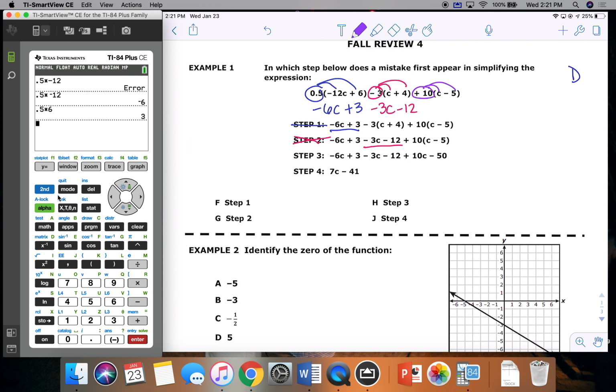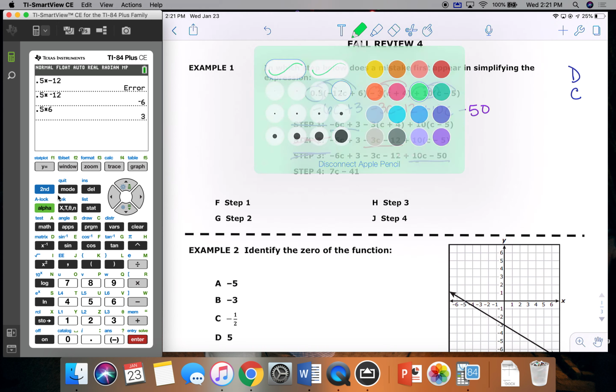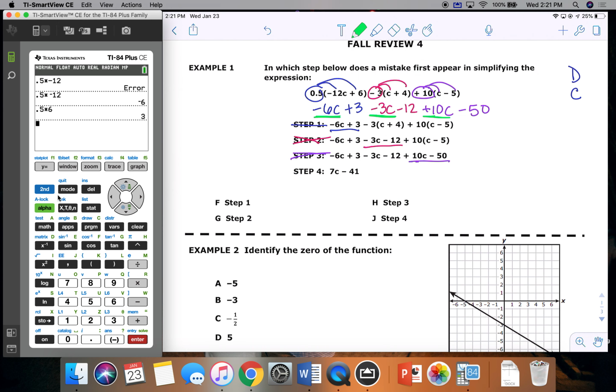And then I take 10 and multiply by c, and by negative 5, which is what they have here, so it's not going to be that one. And then the second part is combining your like terms. So with my c's, I have negative 6, negative 3, and 10. So when I add those together, I do exactly what it says, negative 6 minus 3 plus 10.